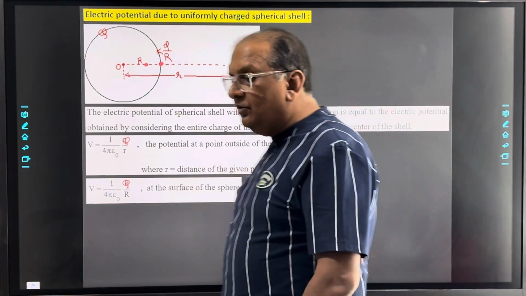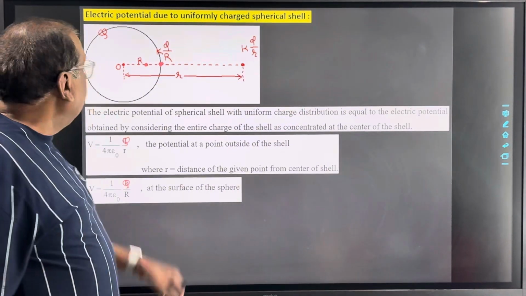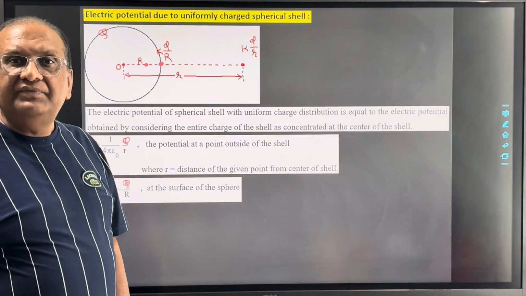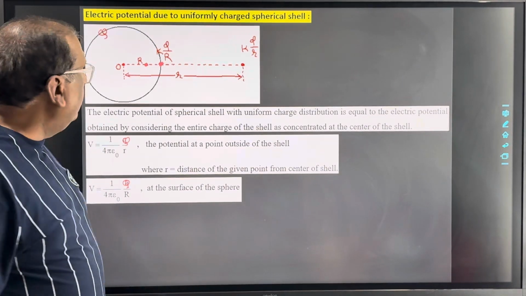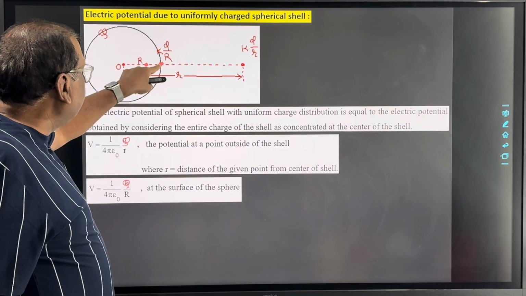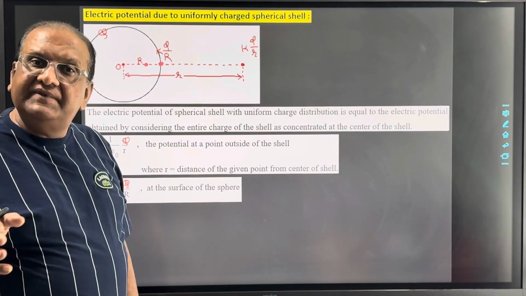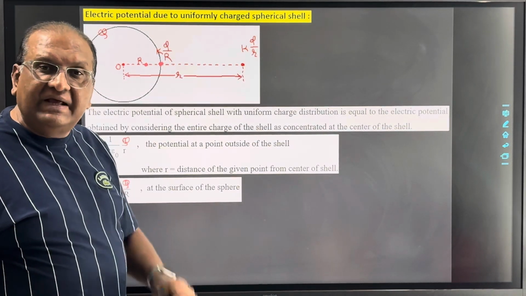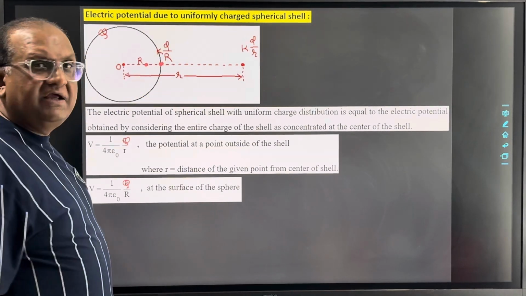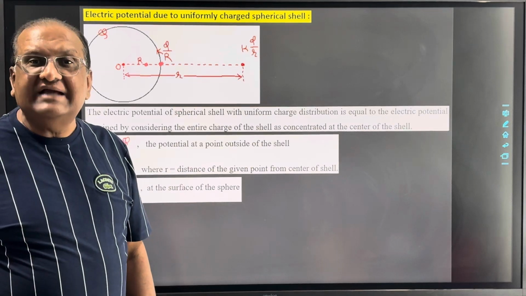But now the important thing is this. In the previous chapter we studied that inside the shell, the electric field is zero. So when the electric field is zero, the work done to move a unit positive charge from the surface to any point inside the shell is zero. It implies that the potential at the surface, Q by R, will remain constant up to the center.